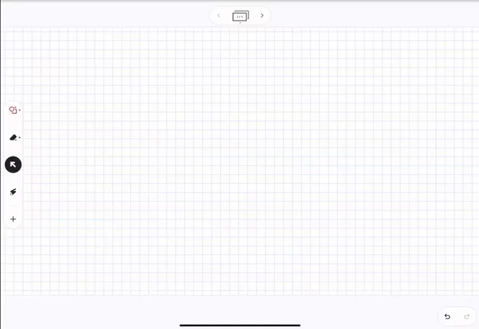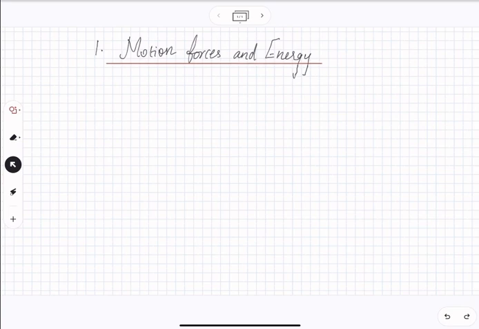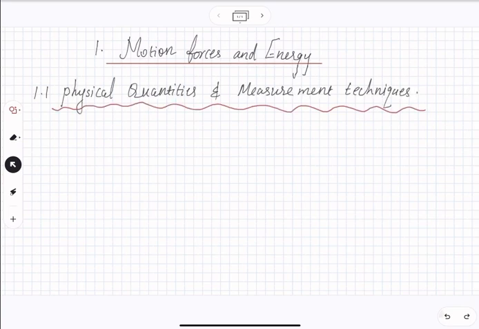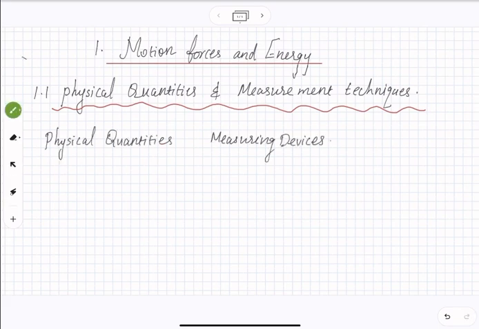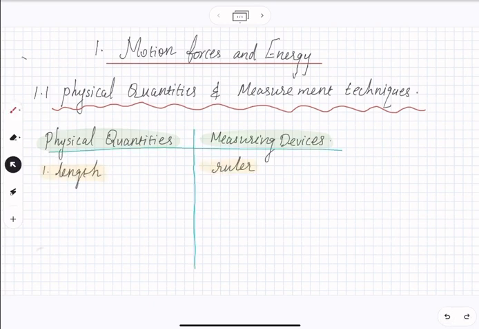In this video, we will do a quick revision for the topic Motion, Forces and Energy in the IGCSE 0625 Physics syllabus. So here, the first topic is Motion, Forces and Energy, where we need to study physical quantities and measurement techniques. So first we can see what are the physical quantities mentioned in the syllabus and which are the measuring devices we can use. So the first physical quantity is length, and length can be measured using a ruler.